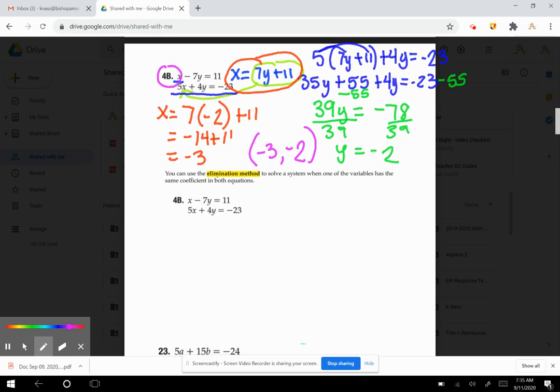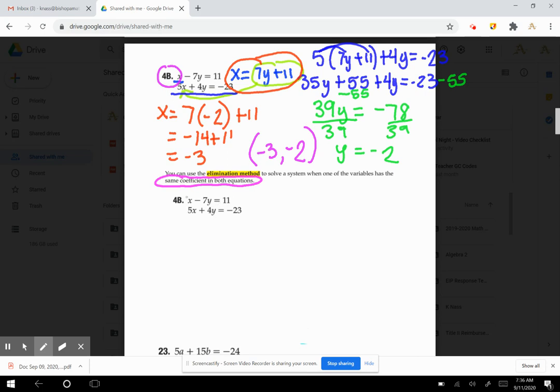So eliminate. In order to eliminate something, you need to have a variable with the same coefficient in both equations. But one coefficient needs to be negative and one positive, so it'll cancel out to make 0. So if we look here, I have a 1x and a 5x, and I have a negative 7y and a 4y. So I need to get either the x's or the y's to be the same number, opposite sign.